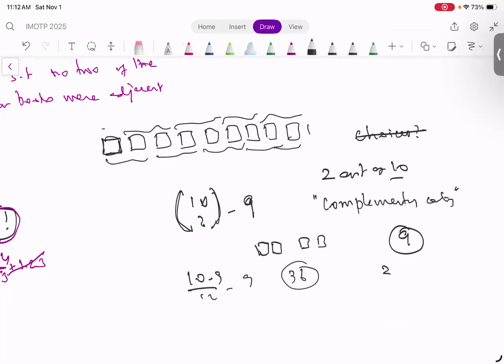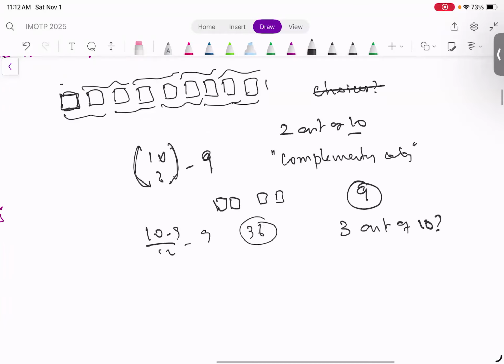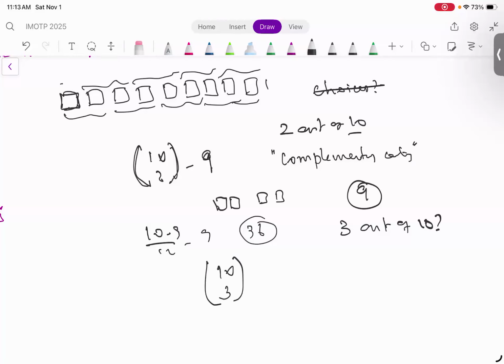Can we do the same thing if I want 3 books out of 10? If nothing changes in the question except 3 out of 10, then we can implement the same formula. Everything is the same except that I want 3 books out of 10 with no 2 adjacent. Then 10 choose 3 minus 7. Why 7? Because there are 7 triples of 3 adjacent books. Very good, that's a good mistake to make.